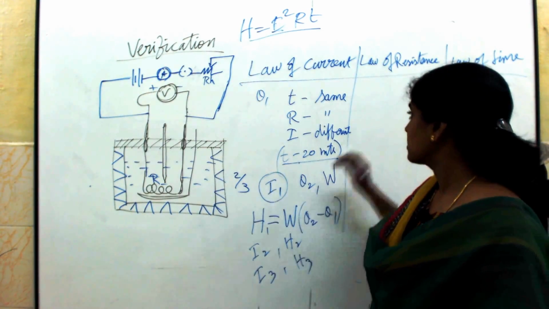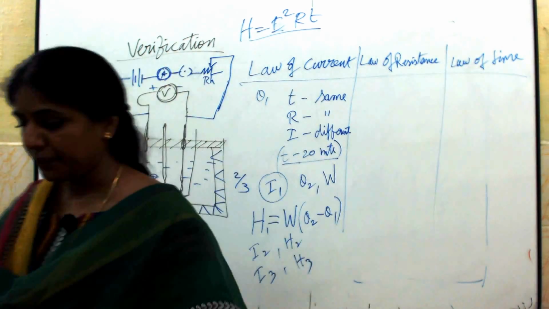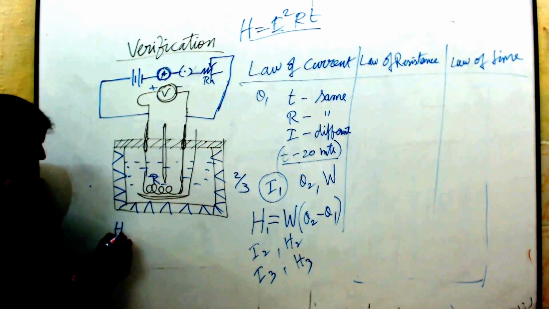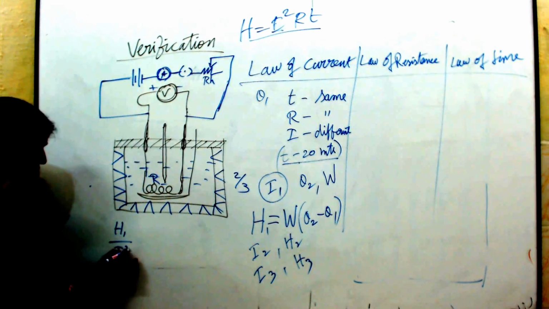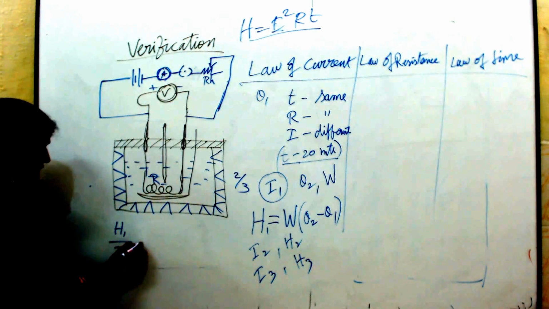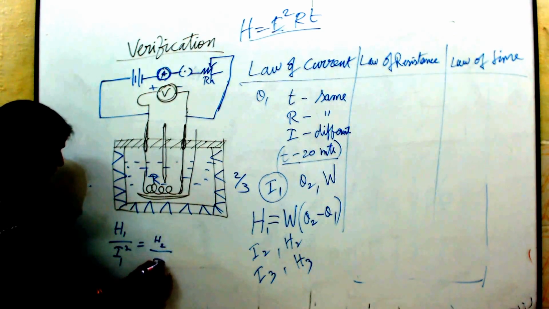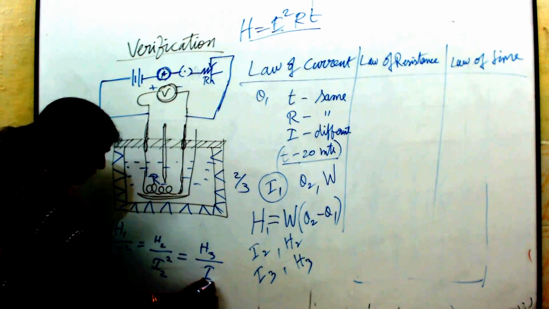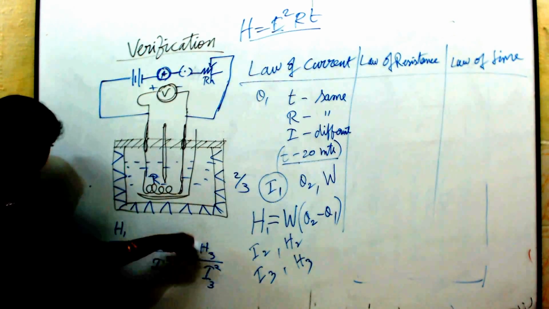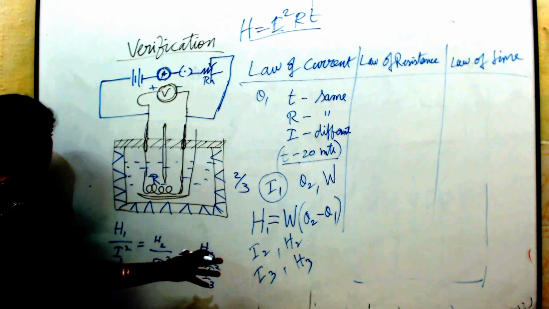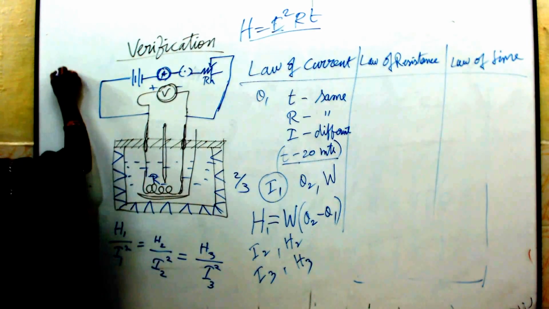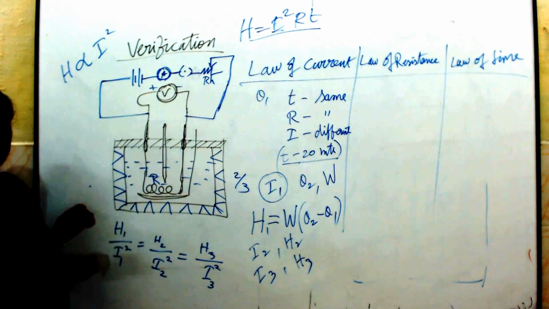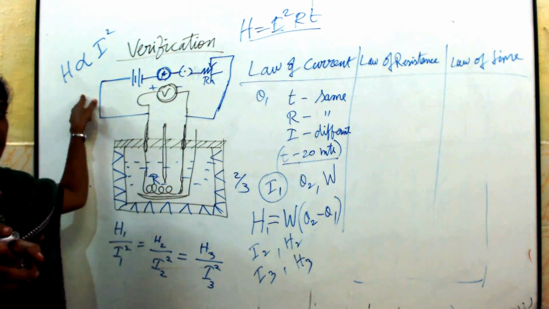In all these cases, if you see the ratio between the heat produced and the current passed, H1 by I1 square, the ratio between these two will be equal to H2 by I2 square, and it will be equal to H3 by I3 square. The ratio will be the same in all the three cases. That shows the heat produced is directly proportional to the square of the current. This is your verification of Joule's law.